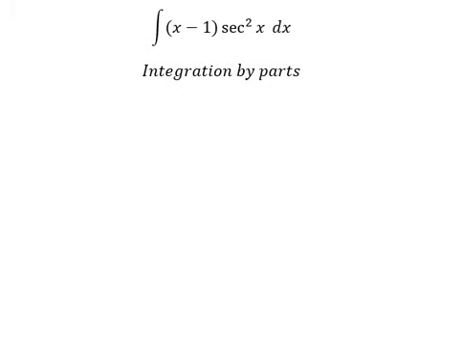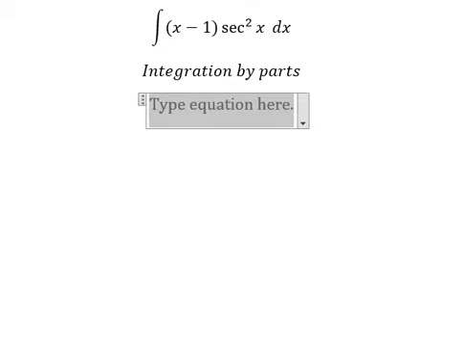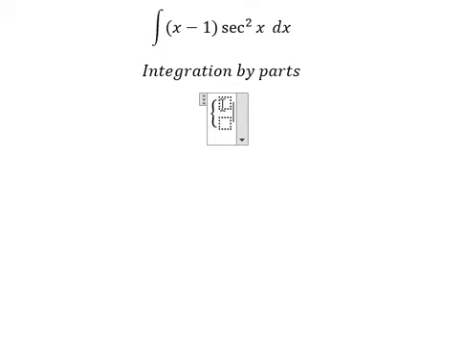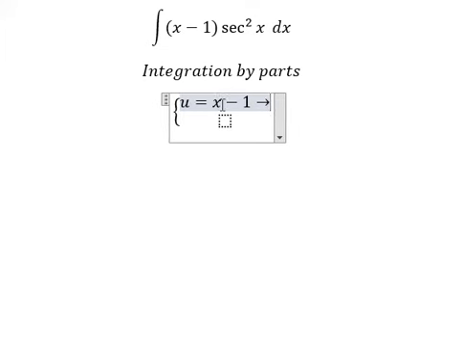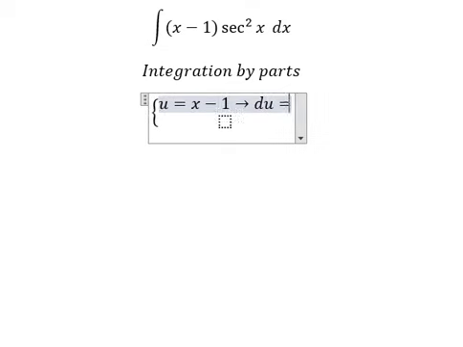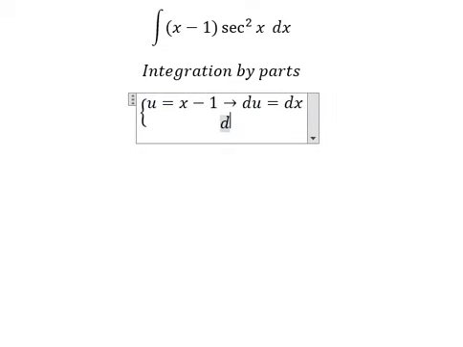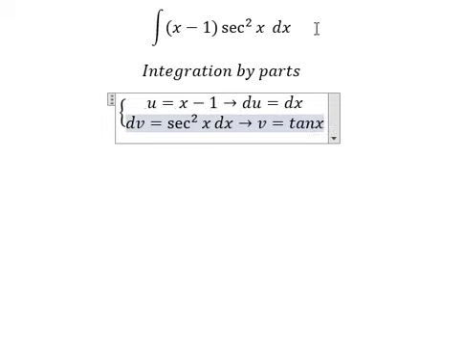So I will put u equals s minus 1. After that, we take the first derivative of both sides, and we have du equals ds. dv we have secant squared s ds. The integral of this, we have v equals tan s.